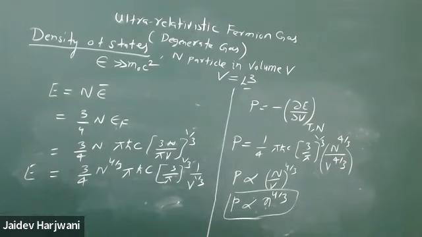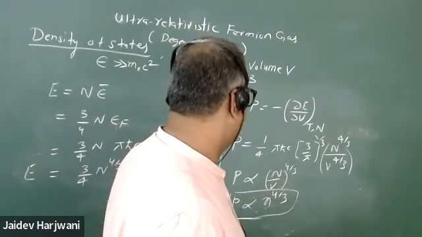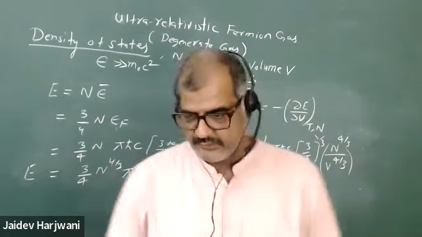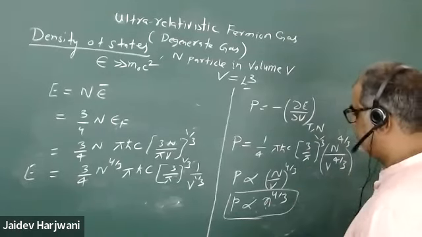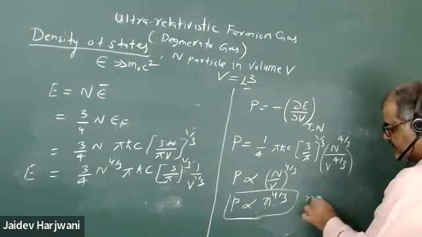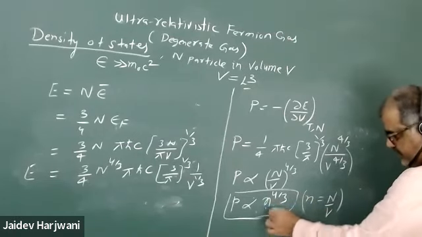Hmm, 3 pi square. Okay. Here we have 3. Sir, in the last line, what you've written, n equals n to the power 4/3, no? Yeah, 4/3. Okay, so this last one, P is proportional to n, number density. Okay, for the moment, assume this is correct.